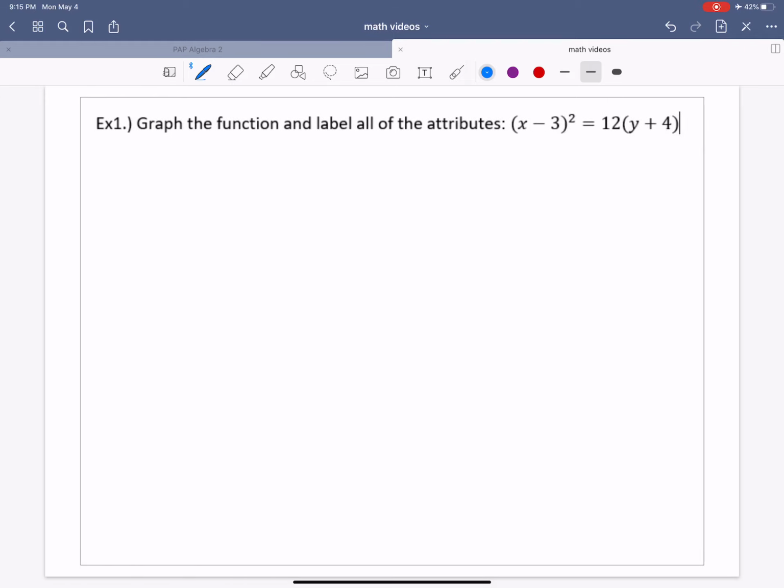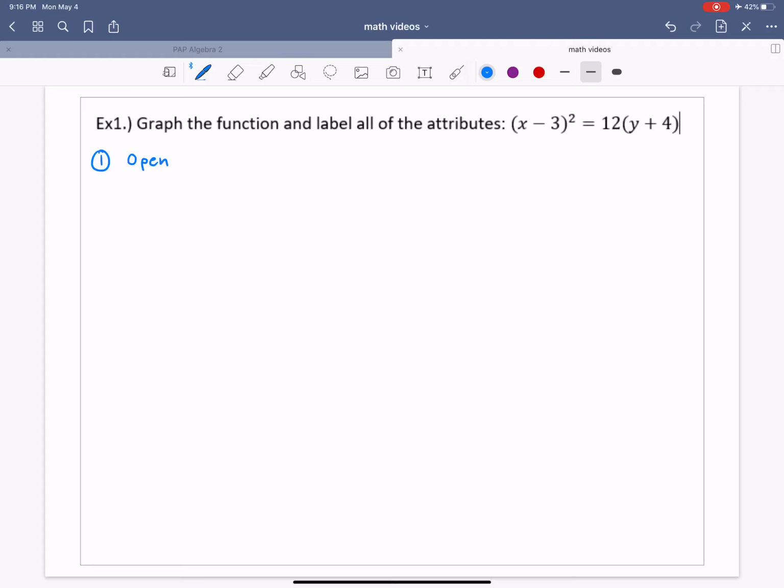Here we go. Example number 1. It says graph the function and label all of the attributes. And here's the function: x minus 3 squared equals 12 times y plus 4. Step number 1 is to identify which direction it opens. To do that, look and see which variable is being squared. Very clearly, x is the variable that's being squared, so this is going to open either up or down.